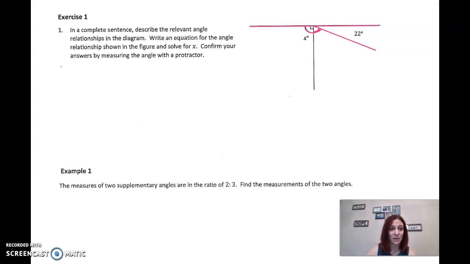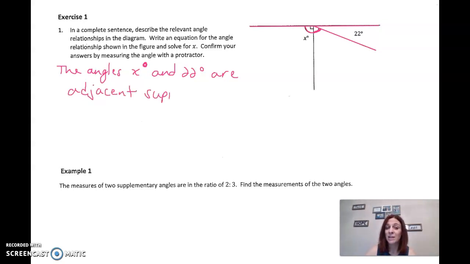So for my complete sentence here, I'm just going to say the angles x degrees and 22 degrees are adjacent. They share a common side, right? This angle and this angle are adjacent. Supplementary. Supplementary means they add to a straight line. Okay, adjacent, supplementary. Spell it right. You could also say they're angles on a line, right? But adjacent, supplementary sounds pretty good. Now it says write an equation for the angle relationship and solve for x.